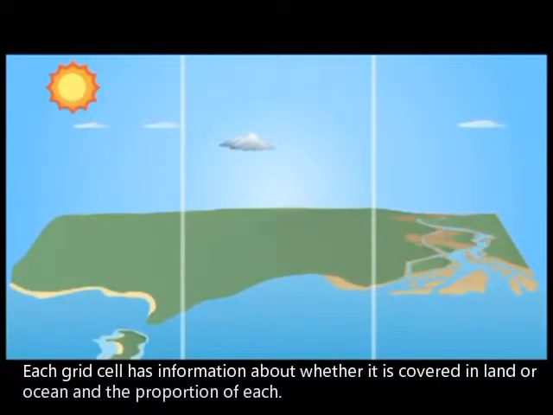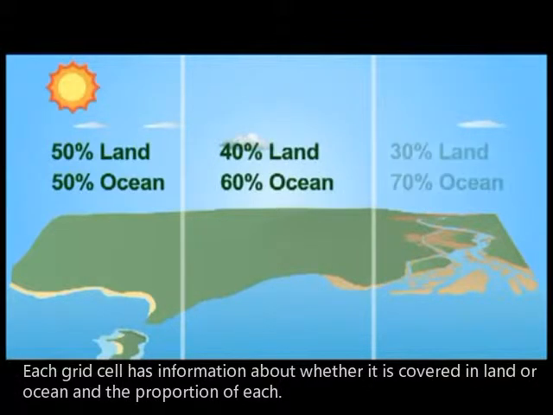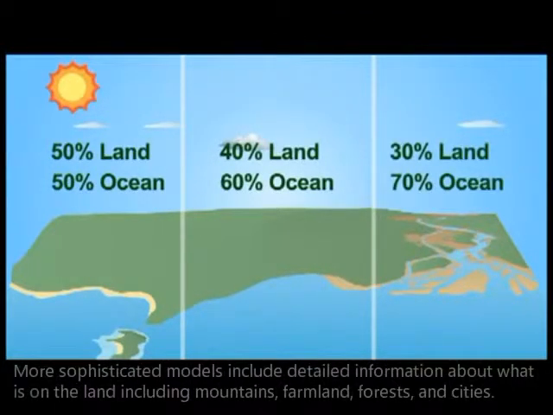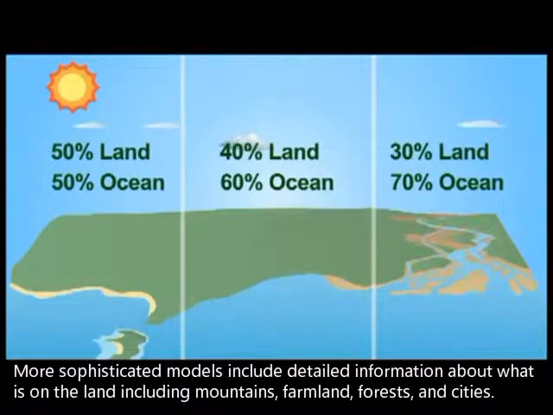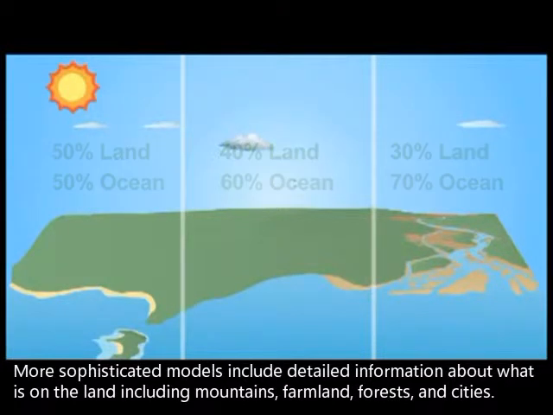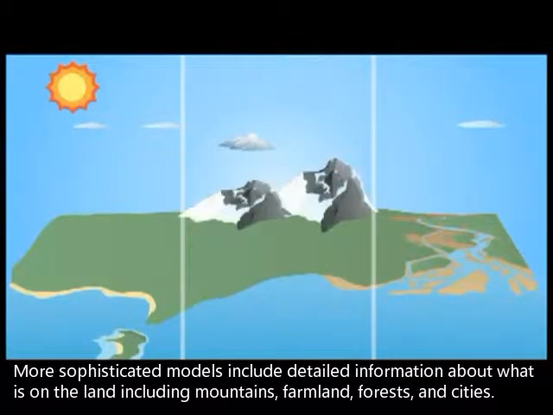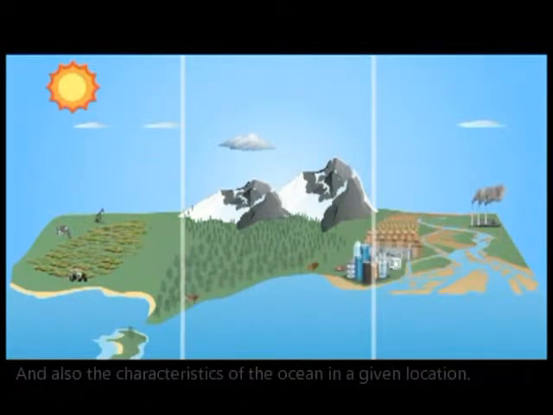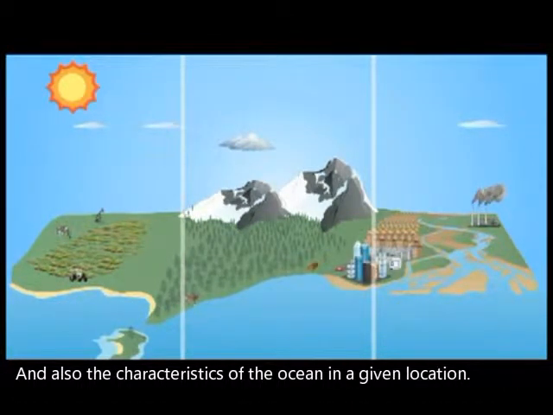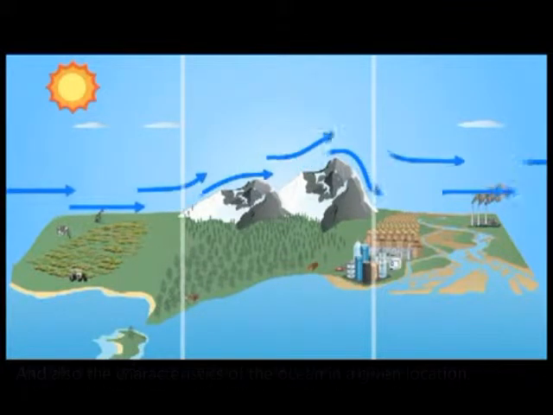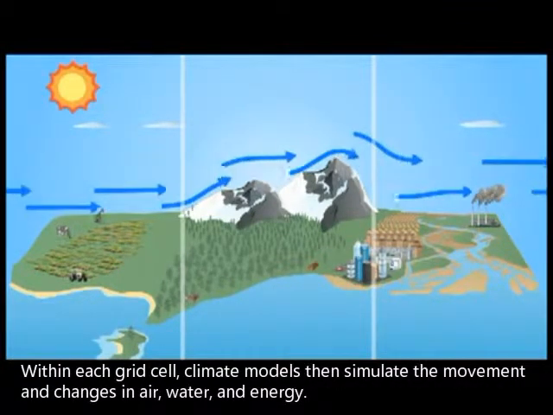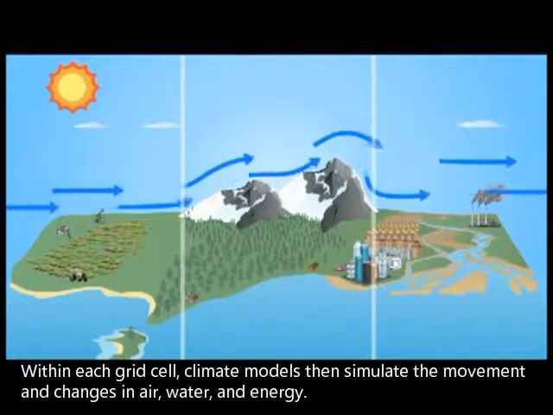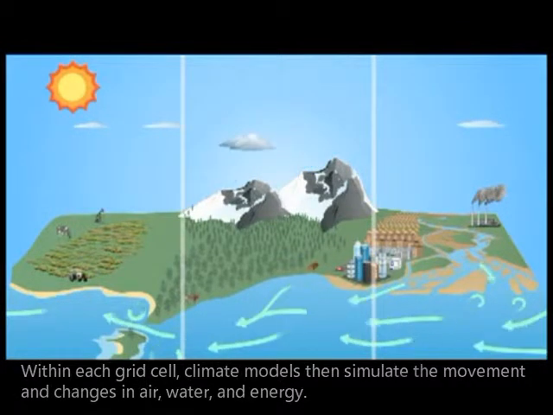Each grid cell has information about whether it is covered in land or ocean, and the proportion of each. More sophisticated models include detailed information about what is on the land, including mountains, farmland, forests, and cities, and also the characteristics of the ocean in a given location. Within each grid cell, climate models then simulate the movement and changes in air, water, and energy.